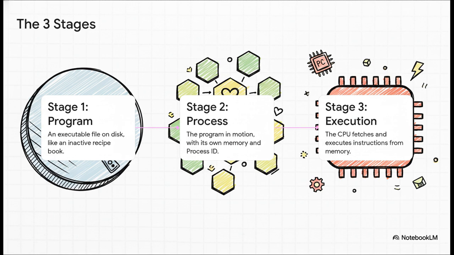It's alive. It gets its own ID number, its own private section of memory. It becomes this living organism. And finally, step three is the magic. Execution. The CPU starts reading those instructions one by one, with the program counter leading the way, and the process actually starts to do its job.